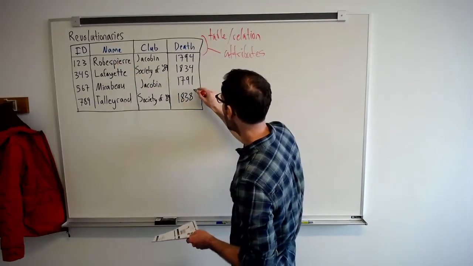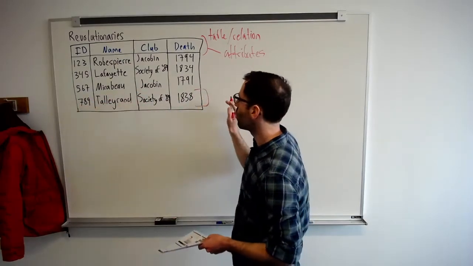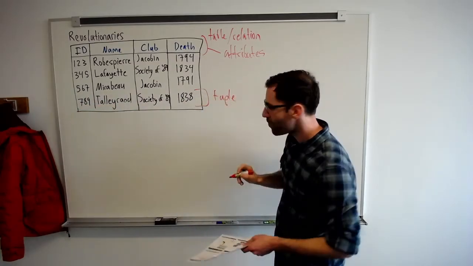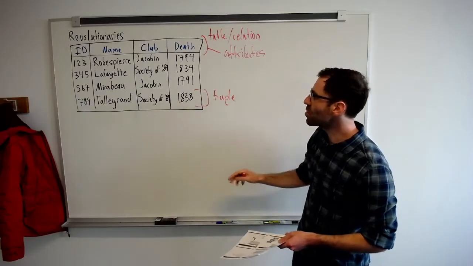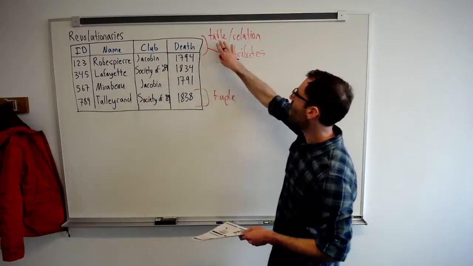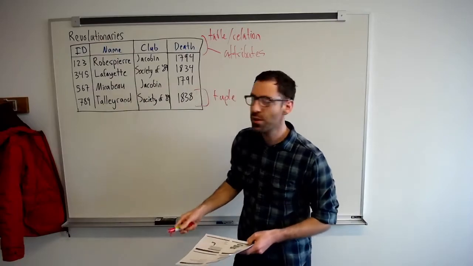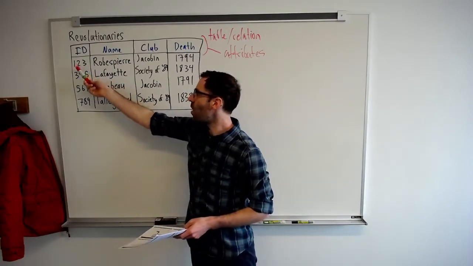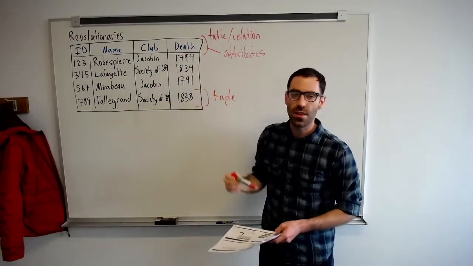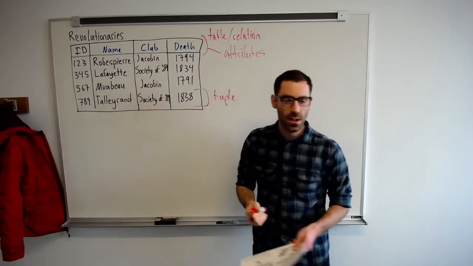And then each horizontal slice of this table, what we might normally call a row, but which I'll call a tuple, because that's the more precise term, has the values for a particular entry in our table. And this particular table is of French revolutionaries, so we have a kind of automatically generated ID, a name, a political club, and the year of death for these individuals: Robespierre, Lafayette, Mirabeau, and Talleyrand.